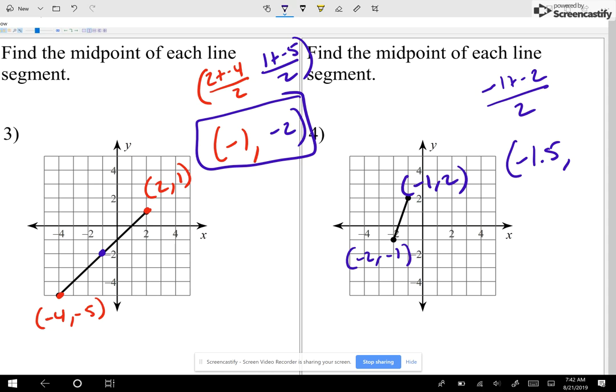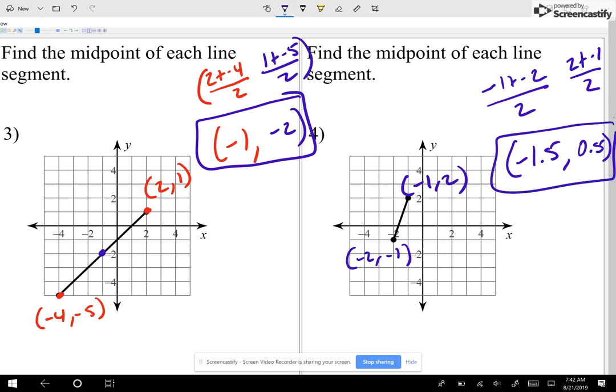Right? -1 plus -2 is -3. -3 divided by 2 is -1.5. Now for the y values, I'm going to add 2 plus -1 divided by 2, which gives me 0.5.